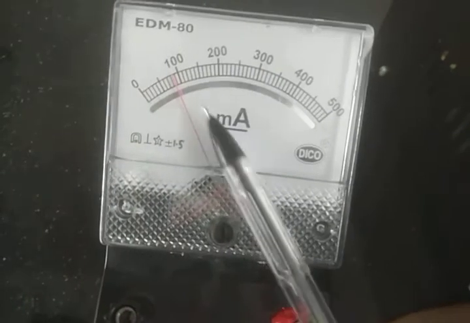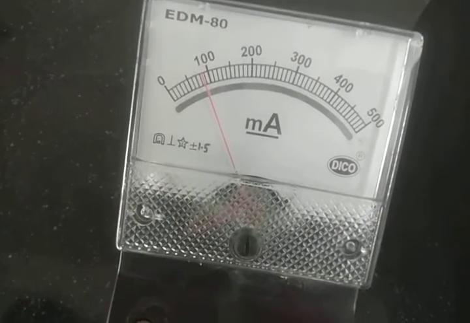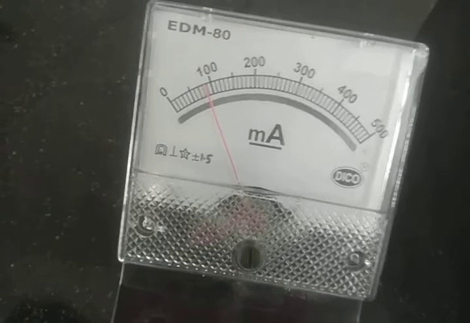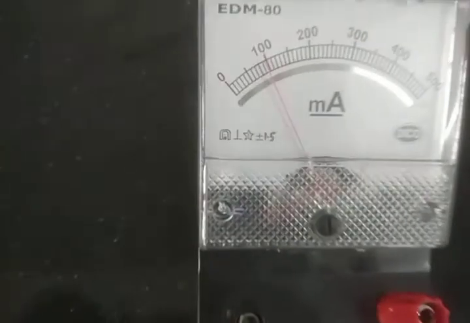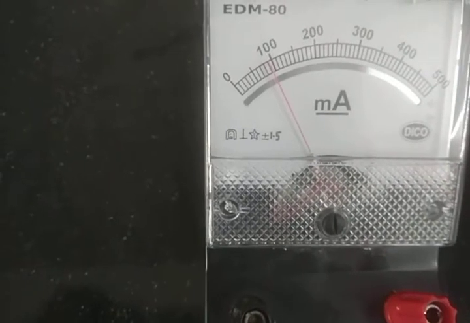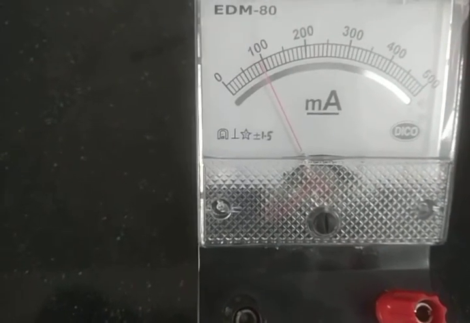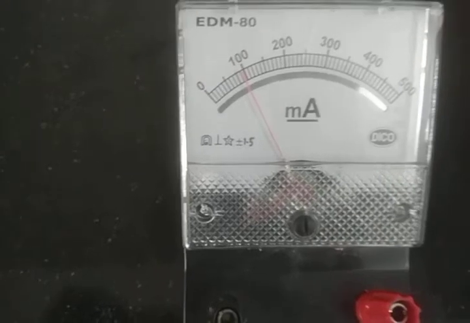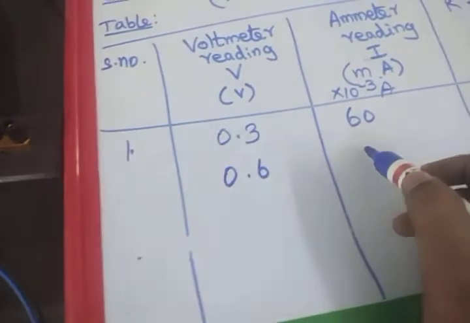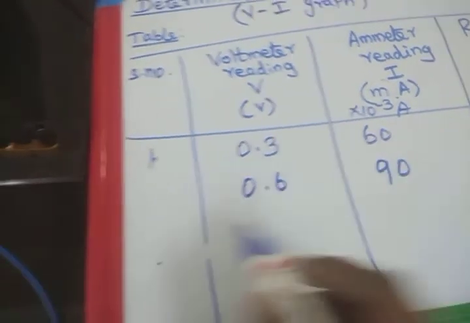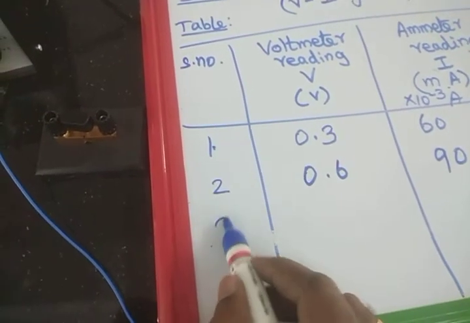Dear students, observe very clearly. This is 0, 50, 60, 70, 80, so we have to stand straight. It is exactly 90. It shows 90. Are you able to see that? Before the 100th division it shows one division less, that is 90. So for the second reading, 0.6, the answer is 90 milliampere.